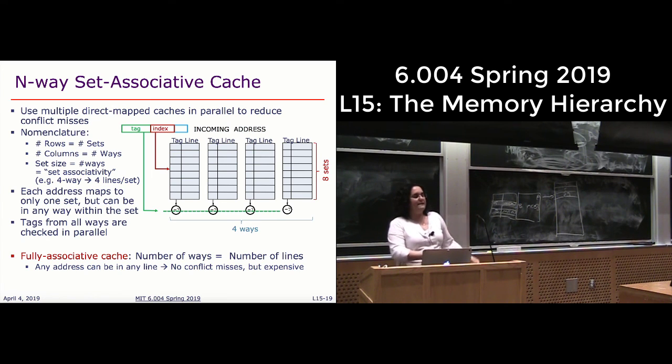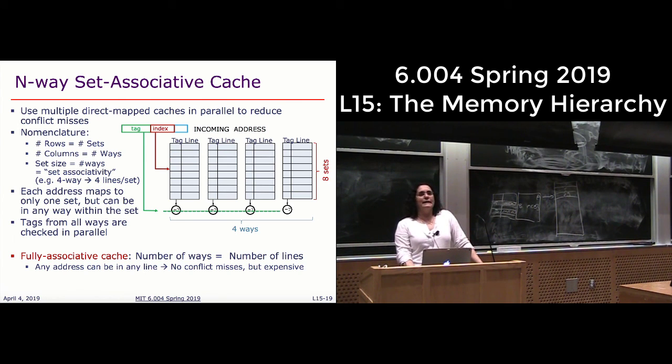The way set-associative caches work, we have some nomenclature: the number of rows is equal to the number of sets. So here we've got 8 sets in this example, and the number of columns is the number of ways. So this is a 4-way set-associative cache, so it has 4 columns. Basically it means we've got 4 direct mapped caches essentially operating in parallel.